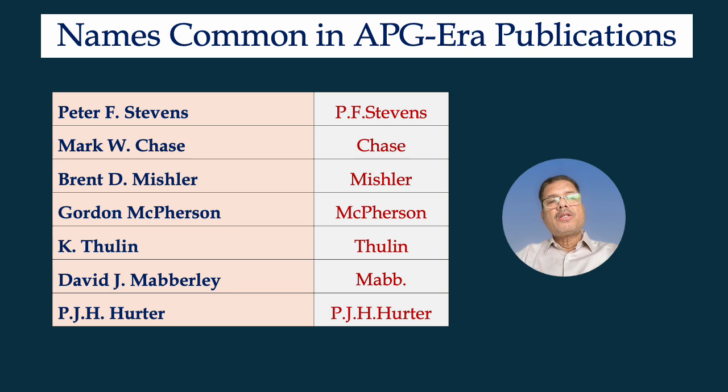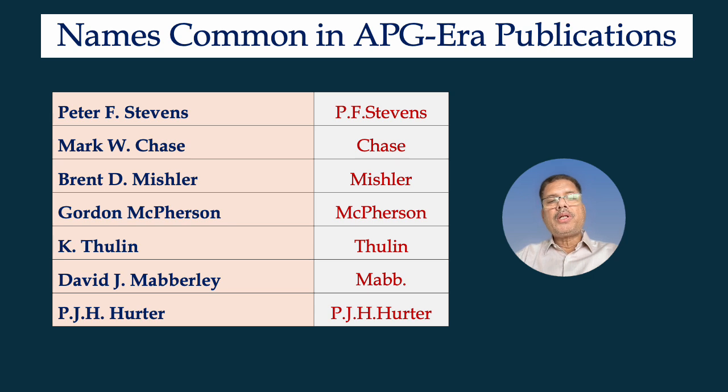In the APG era, several prominent botanists have played a key role in shaping modern plant classification. The contributions of Peter F. Stevens, often cited as P.F. Stevens, stand out for his extensive work on angiosperm phylogeny. Alongside him, Mark W. Chase, cited simply as Chase, has been instrumental in advancing molecular systematics. The field has also benefited from the insights of Brent D. Mishler, referred to as Mishler, and the taxonomic expertise of Gordon McPherson, known in citations as McPherson.